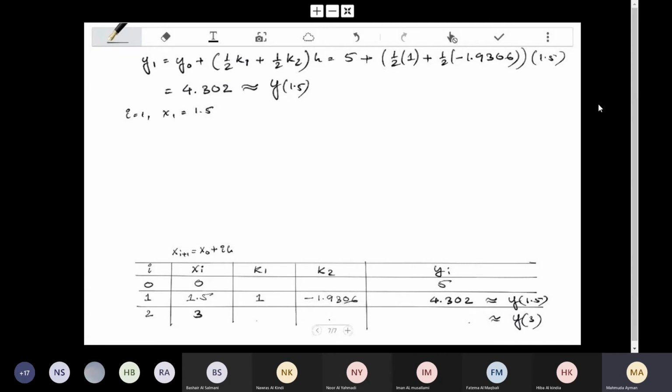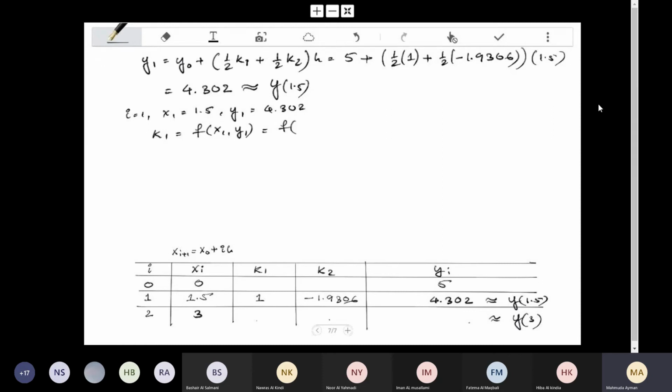So now we have y1 as 4.302, and if we go ahead and calculate k1 for this step, now we have the function value at the point x1 comma y1.